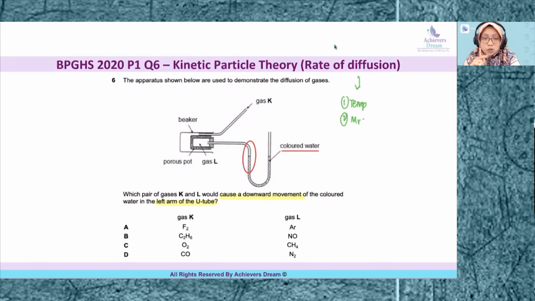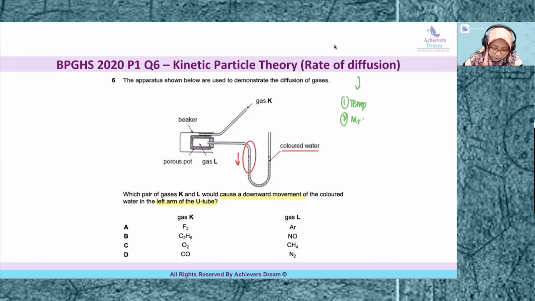Again, question 6 is also a rather tricky question. It is set out to trap students, so read the question properly. They are asking you what would cause a downward movement on the left arm of the U-tube. So if there is a downward movement on the left arm of the U-tube, what can you conclude regarding the MR of gas K and gas L? Because it's going down, right? The water level is going down.